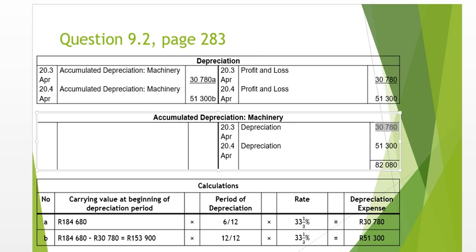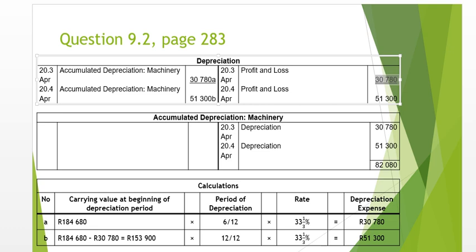Okay, and what we also do, our depreciation being an expense, is close off that account, so we'll just take this 30,780 to the credit side, and then we'll take it to our profit and loss account. So that's looking at it in our general ledger accounts.